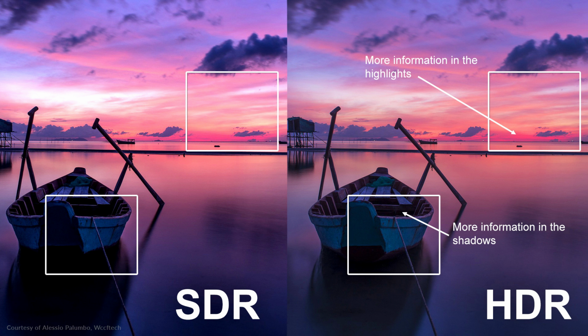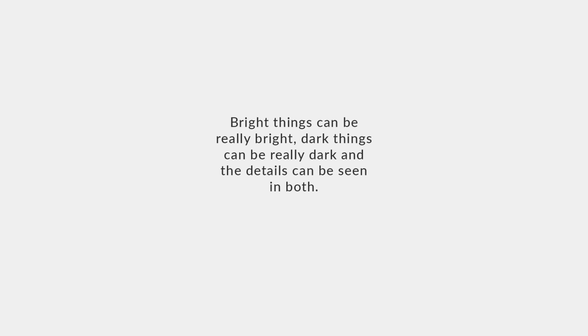HDR allows us to store color data with much greater precision, which means that we won't lose detail in very bright or dark areas. In other words, bright things can be really bright, dark things can be really dark, and the details can be seen in both. However, we still have to define how all this extra color data should be displayed on screen. This is where tone mapping comes in.